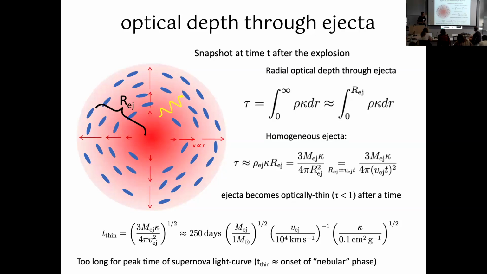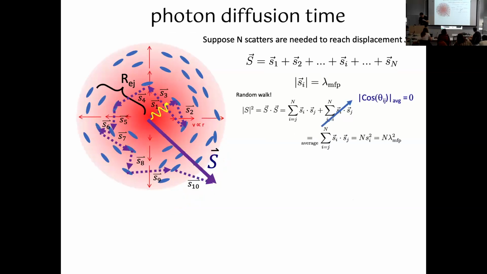You get several hundred days. Okay, so that's great, but this is too long to be the actual peak time, right? Supernovae are rising on weeks. It isn't rising because the ejecta is becoming optically thin. This is what we call the nebular phase, when it becomes optically thin, and we see optically thin emission from all this hot emitting gas. But it's not what we're after for the rise time.